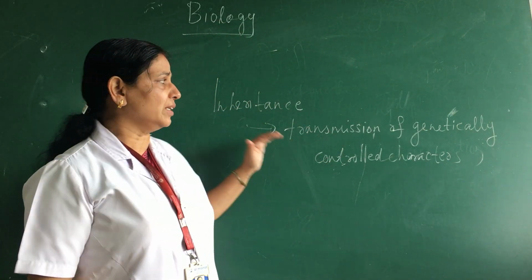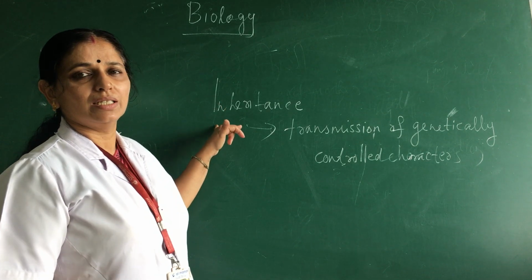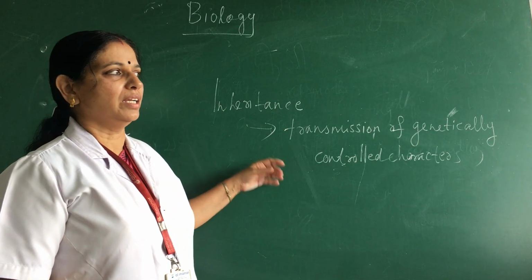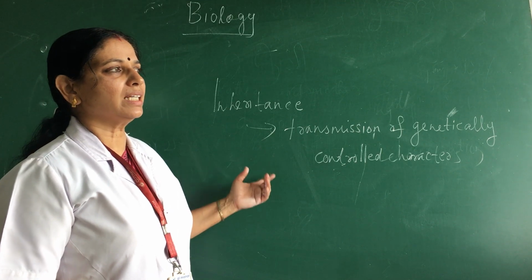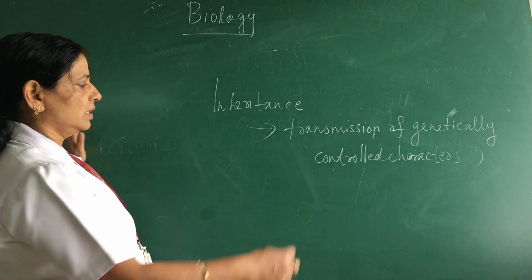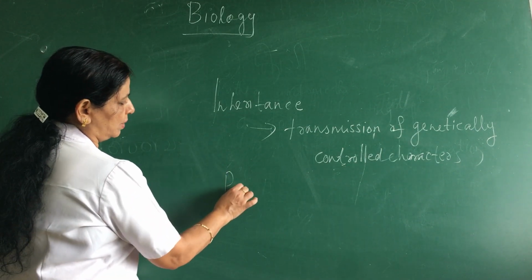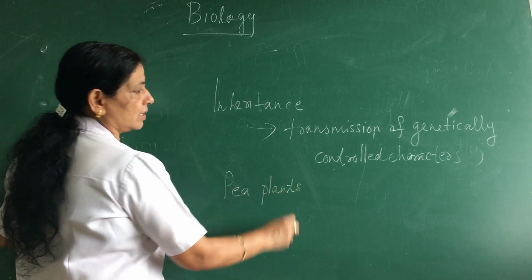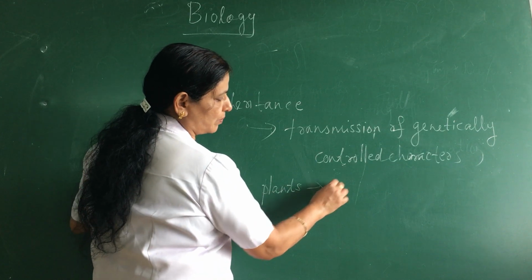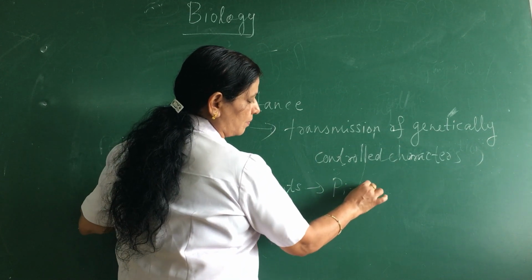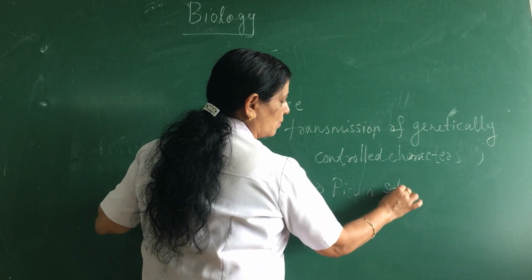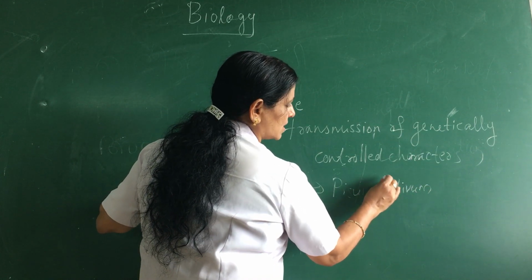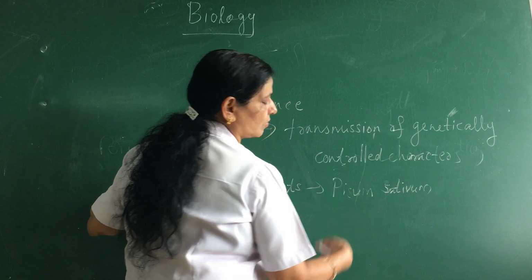The study of inheritance was first done by Gregor John Mendel. Gregor John Mendel was a scientist and he conducted experiments on pea plants. The pea plants were cultivated in his garden, and the scientific name of the pea plant is Pisum sativum. What is the scientific name of the pea plant? That is Pisum sativum. Got it?